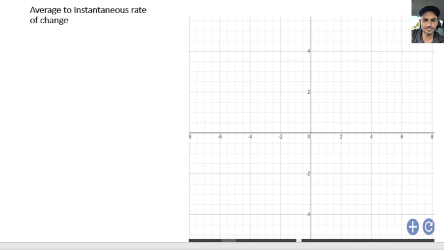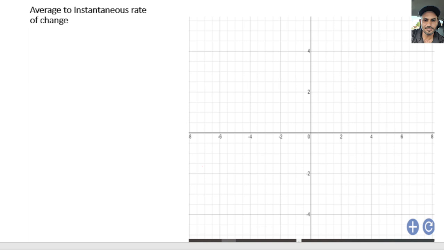Hello, welcome everyone. In this video, I'm going to work on instantaneous rate of change. I'll show you how average rate of change is converted to instantaneous rate of change, and how this is going to play a very important role later on when we learn about the derivative of a function. This is a precursor, or the beginning point, to the derivative of a function.